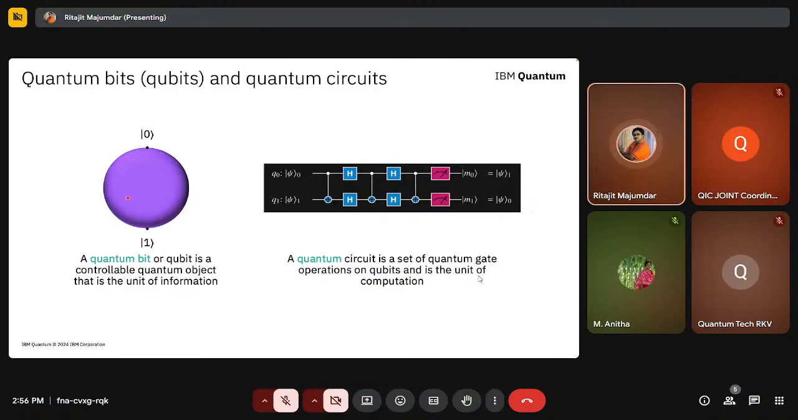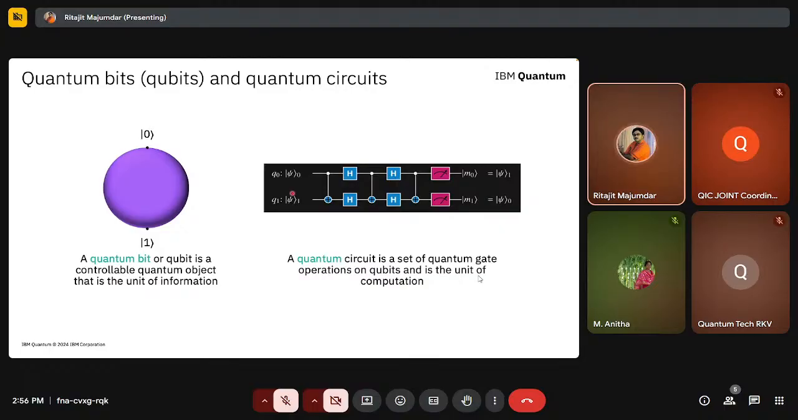Once we get the qubits, we need to evolve them. Previously, we were evolving using digital logic gates. Now we are evolving using quantum gates. Here, these are quantum gates. And once the system evolves, we will measure.